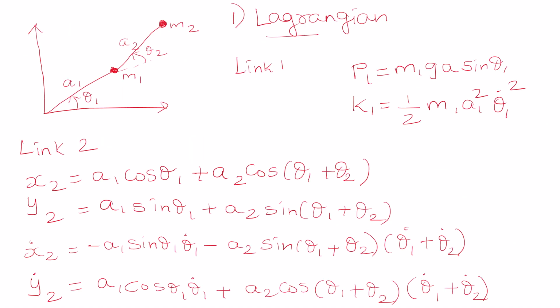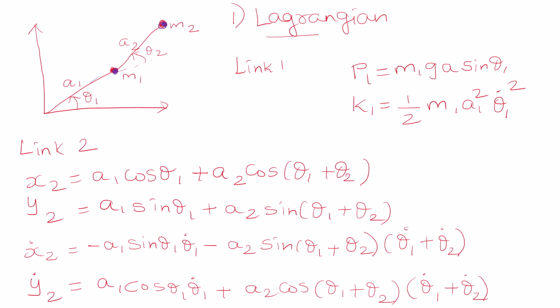This is the 2R manipulator that we have considered. It has two links, with lengths a1 and a2 respectively. As I have told earlier, we are considering point mass. The mass of the first link is represented as m1, and the mass of the second link is represented as m2. Theta 1 and theta 2 are the joint angles.